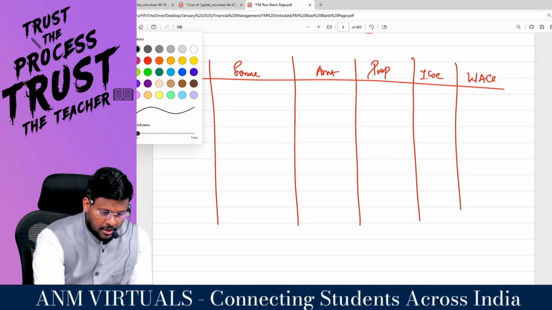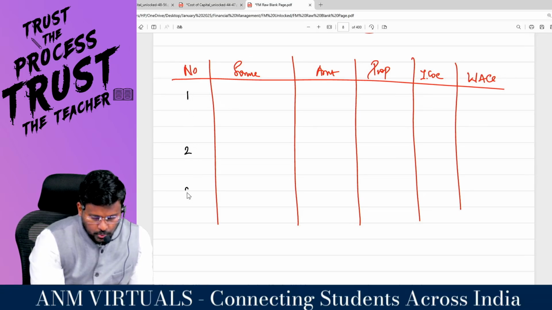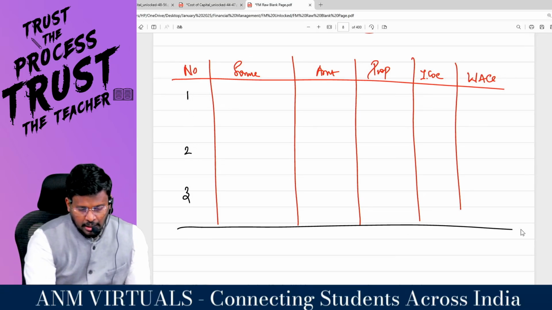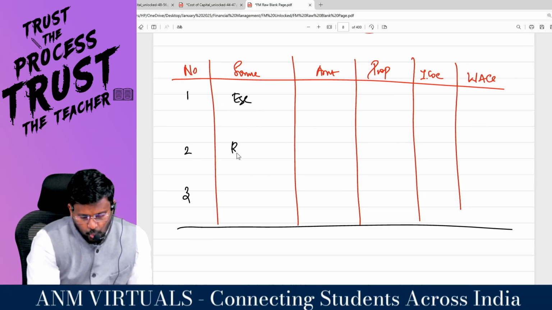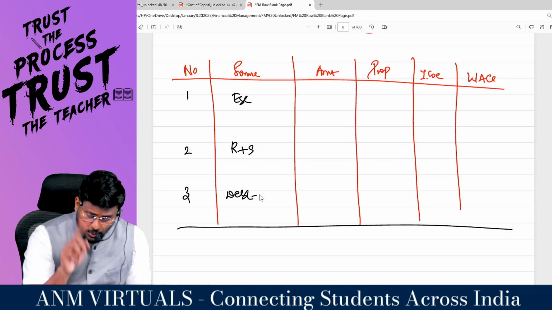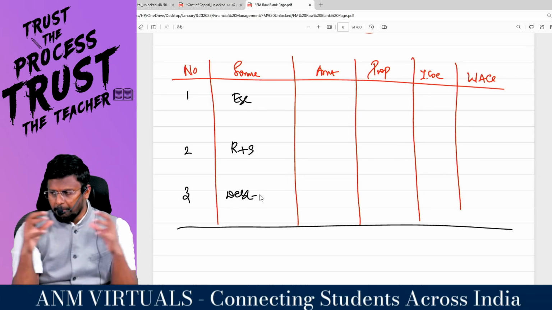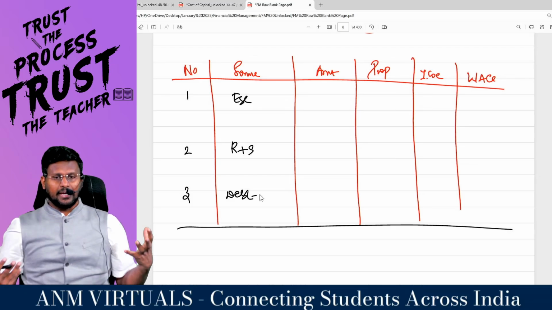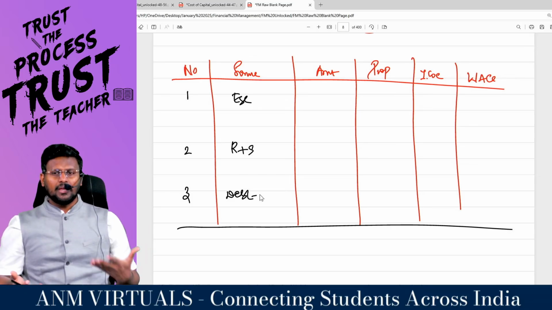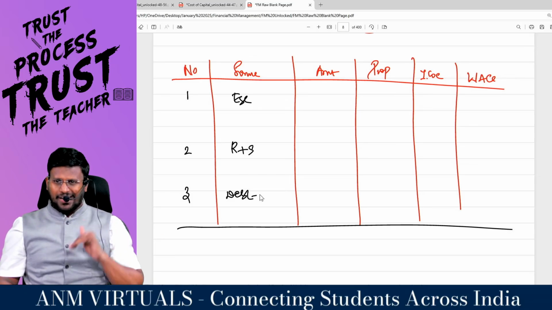Number 1, 2, 3. 3 sources are there. We are having equity share capital, we are having reserves and surplus, and we are having debt. In that debt, 2 debts are there, but we have combined the 2 debts and we have calculated 1 KD. If you are keeping it as 2 KD, then you have to calculate 2 debts, debt 1 and debt 2.